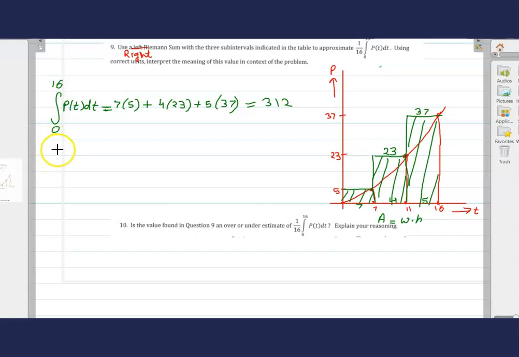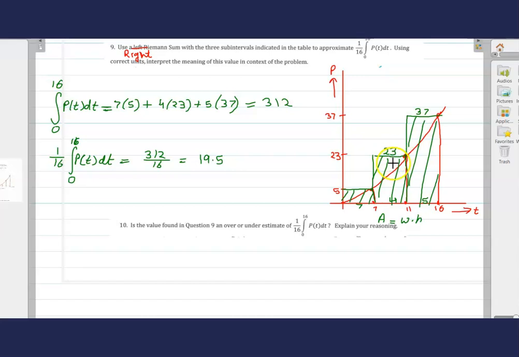The average value of the integral would be, to find the average value of the integral, we divide this value by 16 to get 19.5. That means the average number of people in the store during 16 minutes is 19.5 using the right endpoints. So we can see that using the right endpoints, the answer has increased.